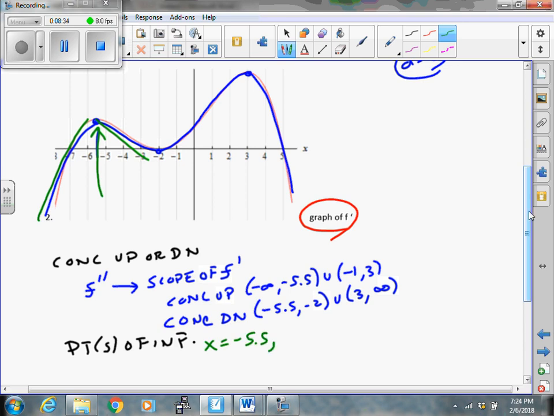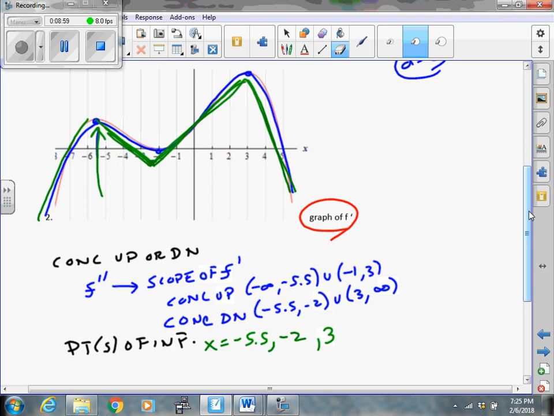Where else? Well, it also changes from here to here. It went from a negative slope to a positive slope. So I've got another point of inflection at -2. Then it changes again at 3. So therefore, 3 is also a point of inflection.